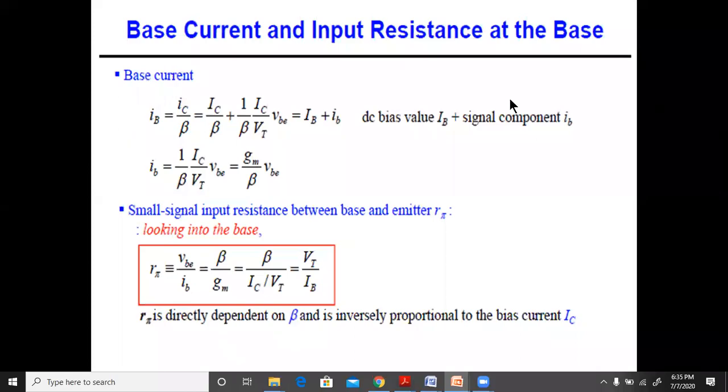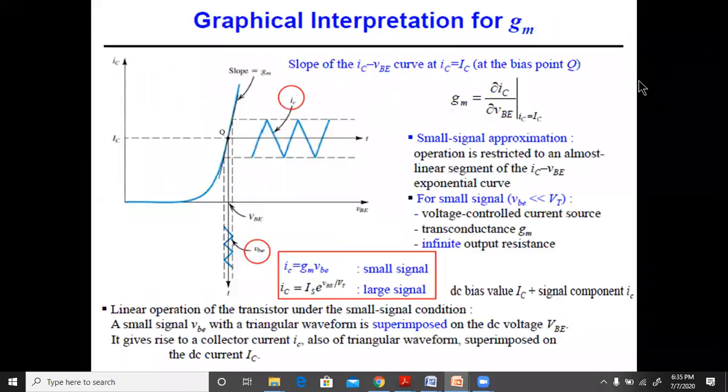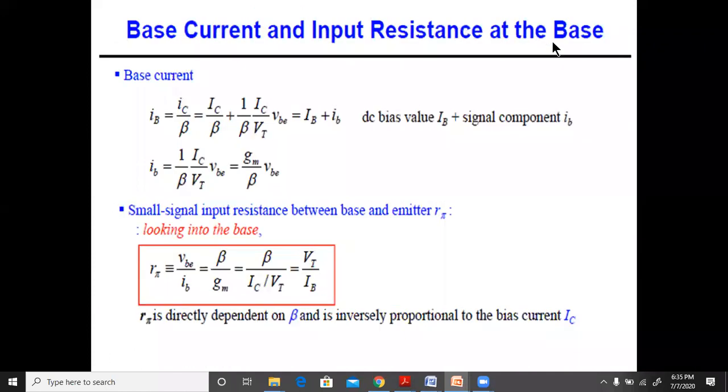So welcome back. I think we had done in the last video the graphical representation over here, and now we will be seeing what is the base current and the input resistance at the base. So base current IB, this is again the instantaneous value of the base current, is equal to the instantaneous value of the collector current divided by the beta value. This is the standard relationship between the collector current and the base current, whether it is instantaneous, DC, or AC, it does not matter. It's always divided by beta.